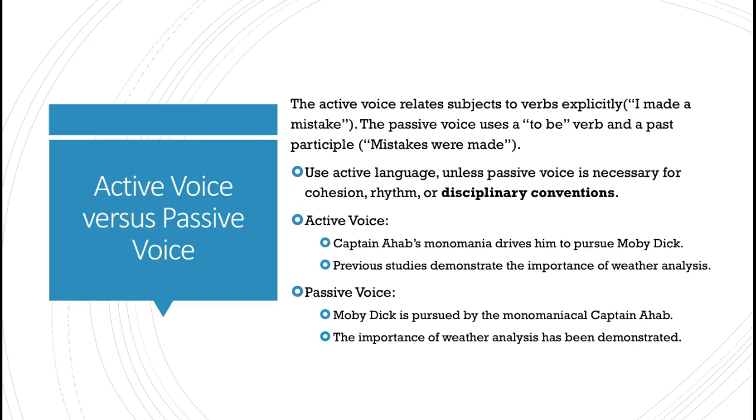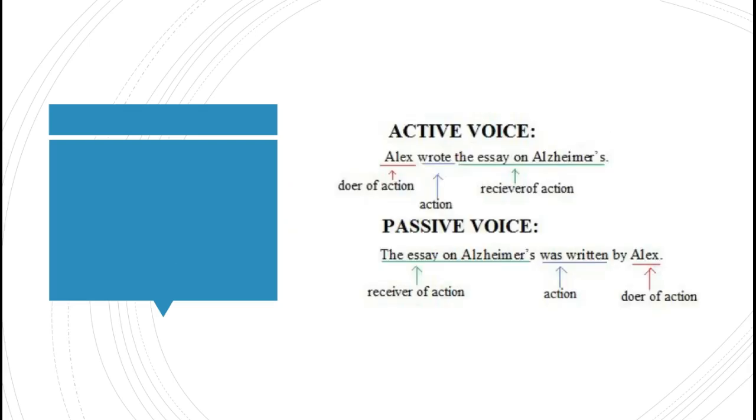So it's really important to know that if we were to say the importance of weather analysis has been demonstrated, it's using that to be verb and past participial, which leads us into this passive nature of our writing. We want to stay very active in that. Another example here is if we look at one example of active voice and another one of passive voice.